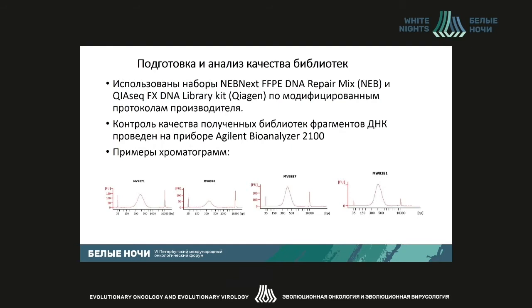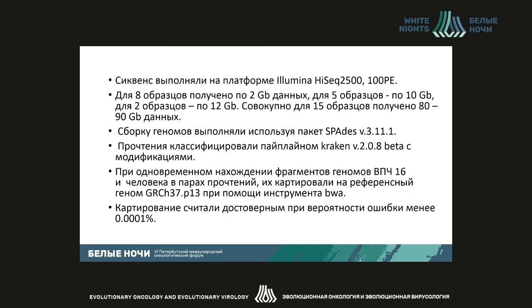2100, and you can see the examples of chromatograms. You can see how the samples of DNA are different from the tissues. It relates to the difference in the protocol of staining and their storage protocol. Our samples started from 2004 up to 2019. Then for NGS, we used Illumina HiSeq 2500. We used for 8 samples 2 gigabytes, and 5 samples 10 gigabytes. All in all, we used 15 samples with the value of 80-90 gigabytes of data.